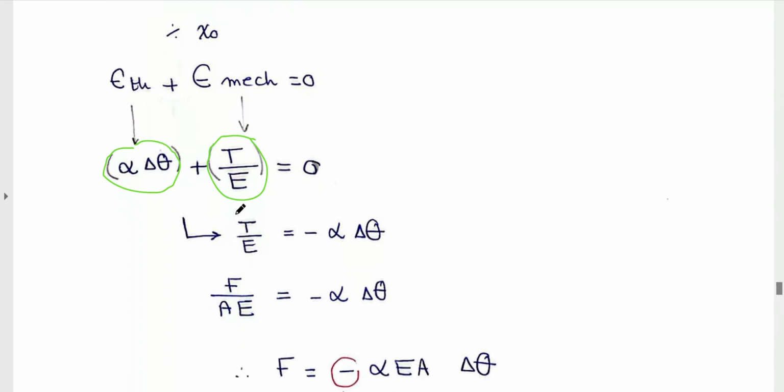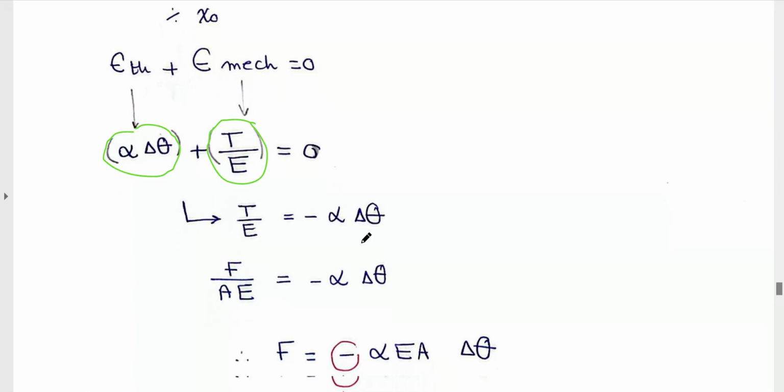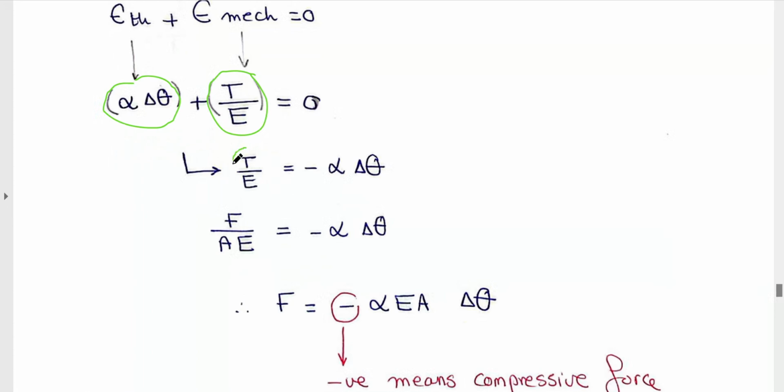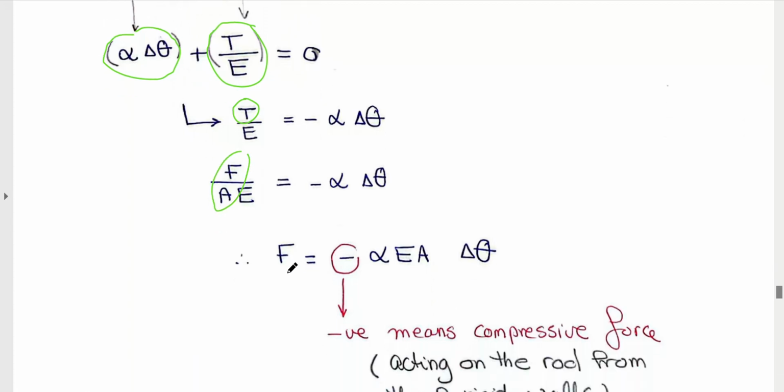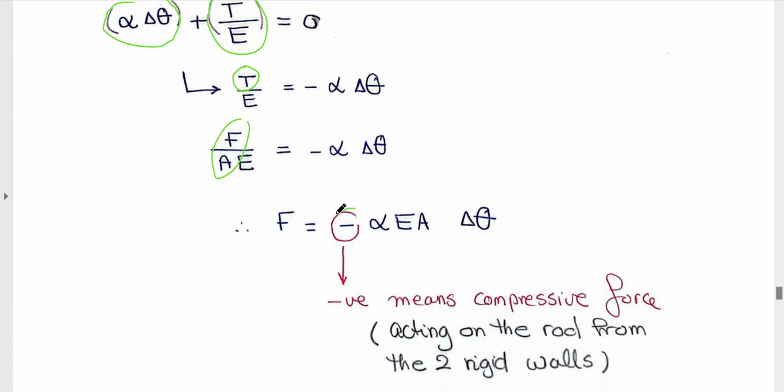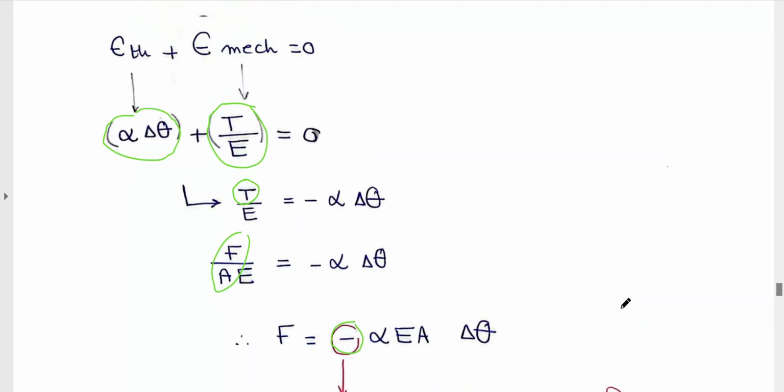I want to get force alone, so I will move this term to the other side, negative alpha delta theta. I will put the stress as force over area instead, and I will get force alone on the left hand side. The force equals negative alpha EA delta theta. We have a negative sign for the force, which means that it is a compressive force acting on the rod from the two rigid walls.